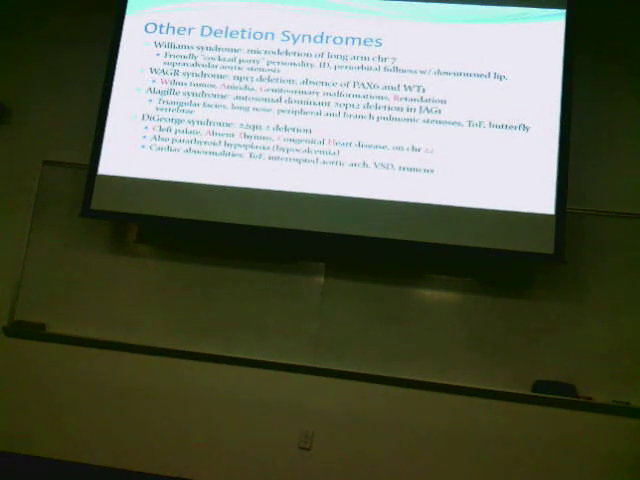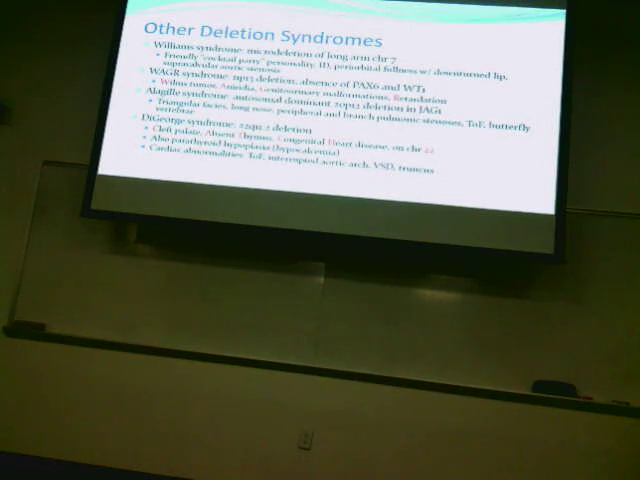There are some other less common deletion syndromes, one of them being Williams syndrome, which is a microdeletion of the long arm of chromosome 7. These kids are really friendly, they have a lot of personality and are very sociable, so they have that cocktail party personality. They have intellectual disability, periorbital fullness with a downturned lip. And for boards, the heart defect that you see in Williams syndrome is going to be supravalvular aortic stenosis.